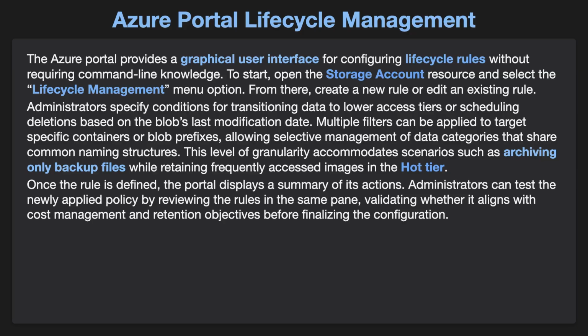Multiple filters can be applied to target specific containers or blob prefixes, allowing selective management of data categories that share common naming structures. This level of granularity accommodates scenarios such as archiving only backup files while retaining frequently accessed images in the hot tier. Once the rule is defined, the portal displays a summary of its actions. Administrators can test the newly applied policy by reviewing the rules in the same pane, validating whether it aligns with cost management and retention objectives before finalizing the configuration.